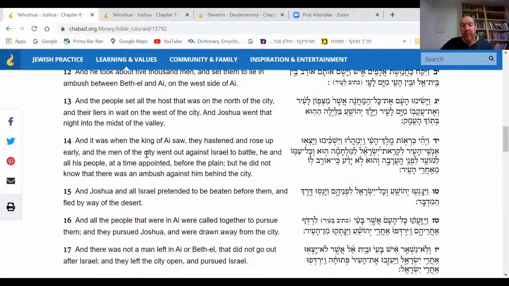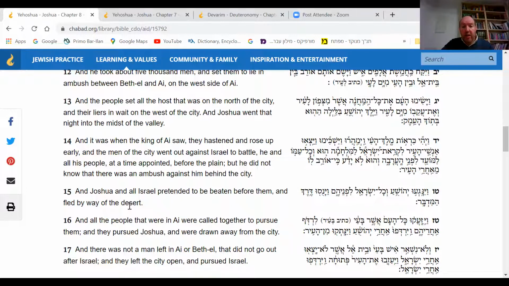And it was when the king of Ai saw, they hastened and rose up early, and the men of the city went out against Israel to battle. So first the men go out to battle. He and all his people at a time appointed before the plain, but he did not know that there was an ambush against him behind the city. So the ambush was not detected, and so the king of Ai sees Joshua approaching in the valley, was walking in the valley, rose up early, and I guess wanted to take advantage, the topographical advantage, in order to attack in descent Joshua before he approaches the city, and he attacks him.